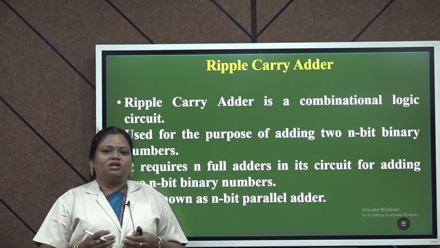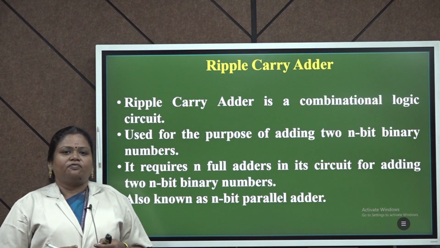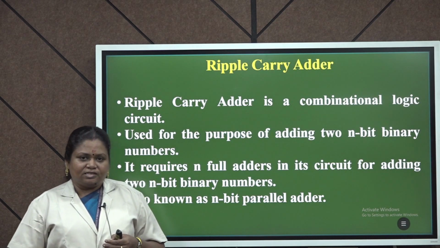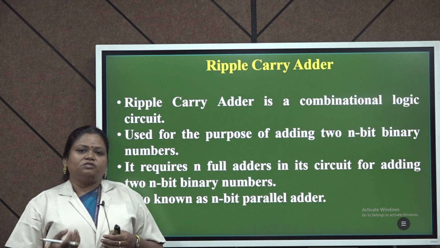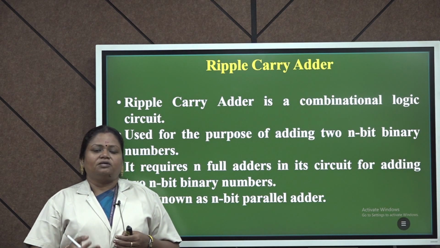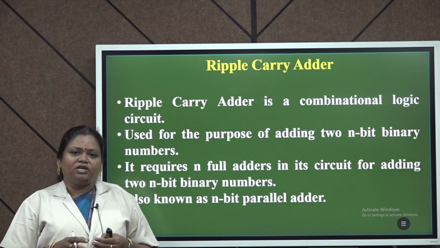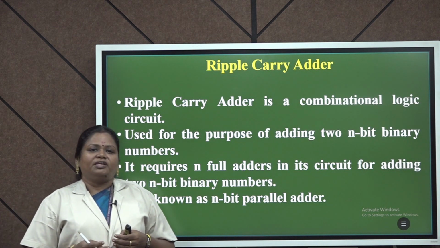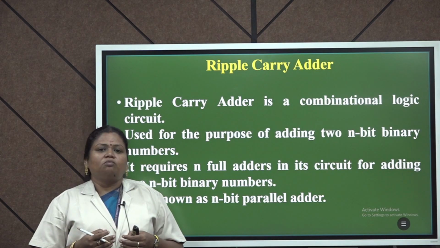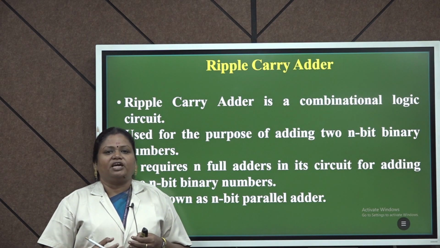When we do the addition here, the processing of the first LSB bit will generate the sum value and a carry value. The carry will be propagated to the next bit, which is next to the LSB bit. So the propagation delay will occur when we are doing more bit addition in this ripple carry adder.